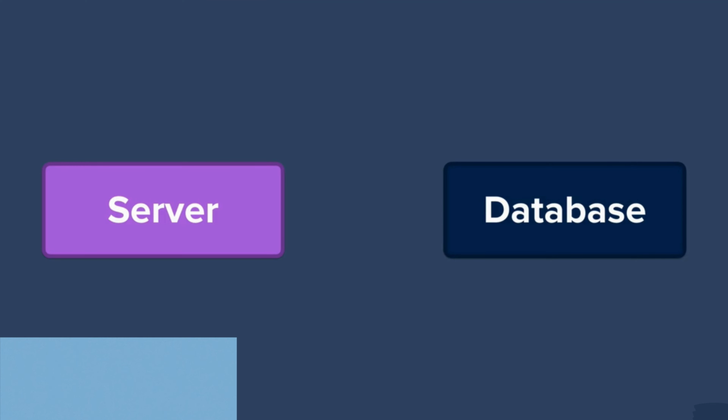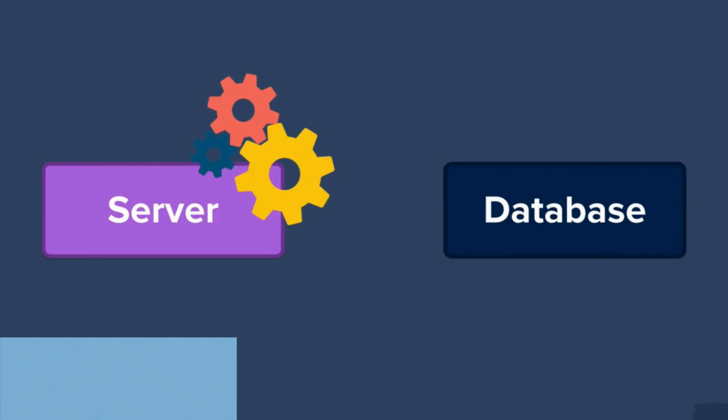Now, in order to give us that result, the server might do one of two things. It might do some computation, run some code to work out the result that you need. For example, if our server was a simple calculator web application, or the server might need to communicate with our database in order to grab the relevant pieces of data that the client requested.